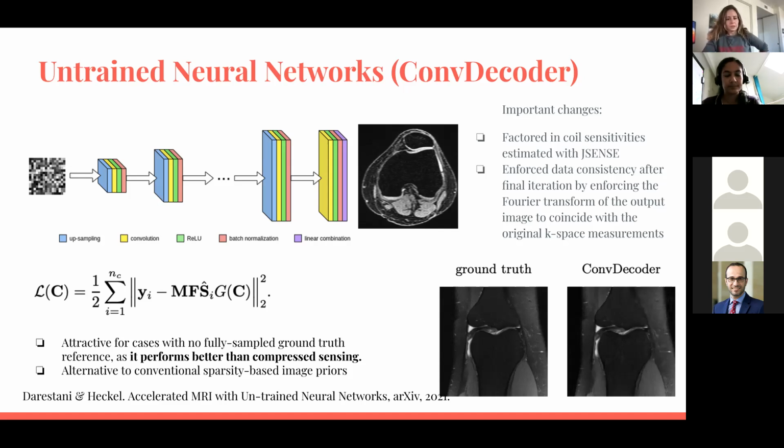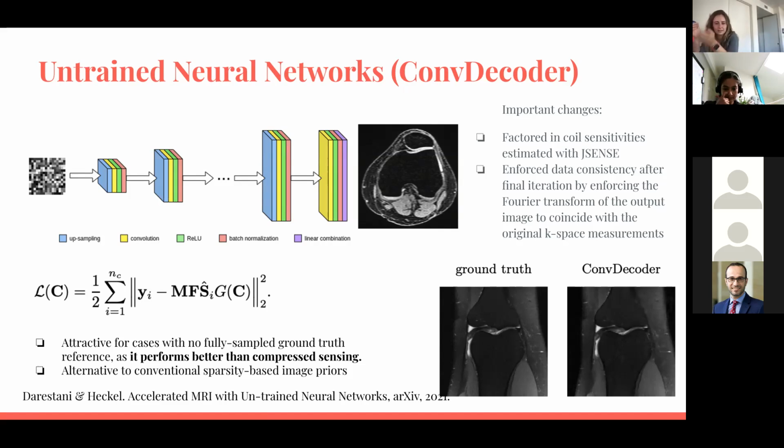So here, your noisy image is the undersampled image. And again, you're doing a similar thing, but now you have knowledge of the forward model. We factored in the coil sensitivities, estimated with JSENSE, and you also have some measurements now, so you know exactly what some of the undersampled points should be. At the end of each iteration, we enforce what the MR community calls data consistency: the Fourier transform of the output image must coincide with the original k-space measurements.